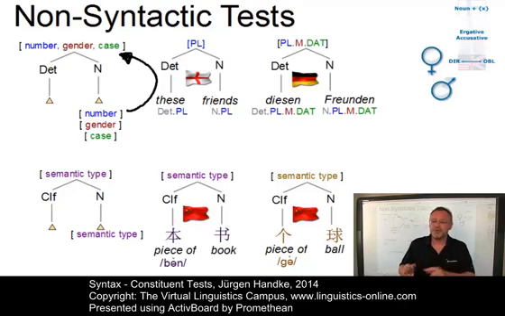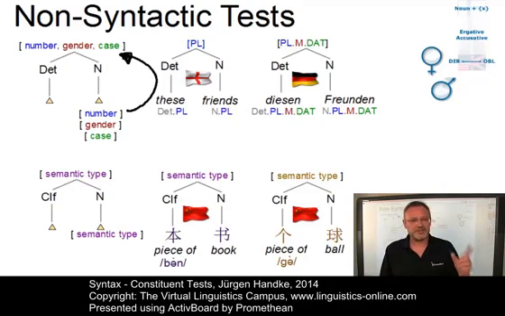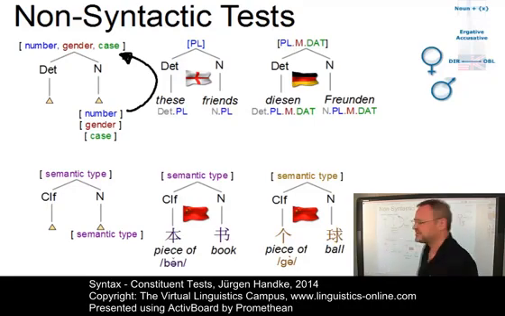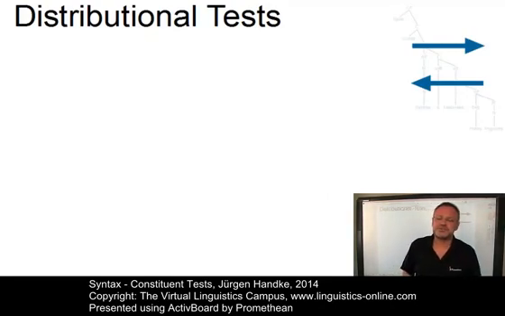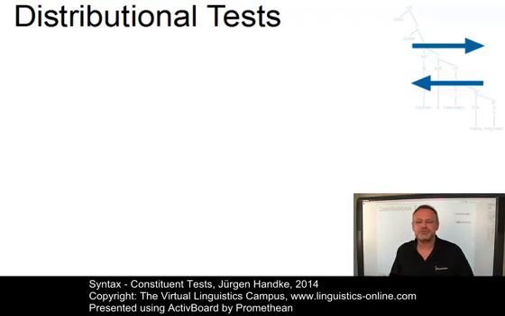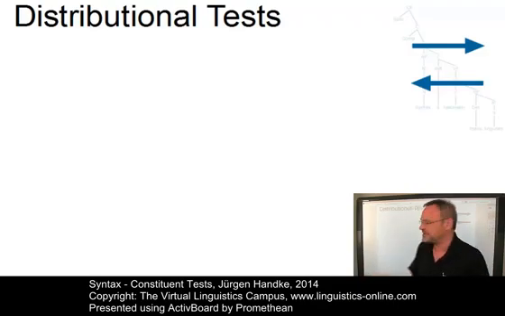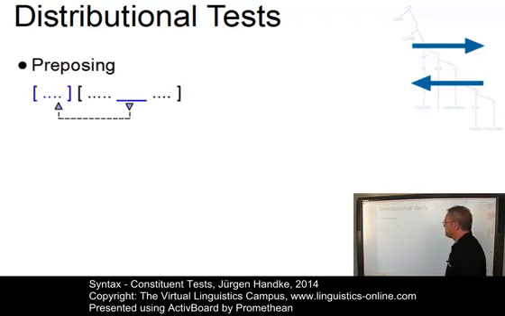Yet, the most important arguments in favor of constituents are syntactic. In fact, many of these syntactic arguments relate to the distribution of various sequences of words. That is, to the question whether a particular sequence of words has the same distribution as another phrase of the same type. Three types of distributional tests can be distinguished.